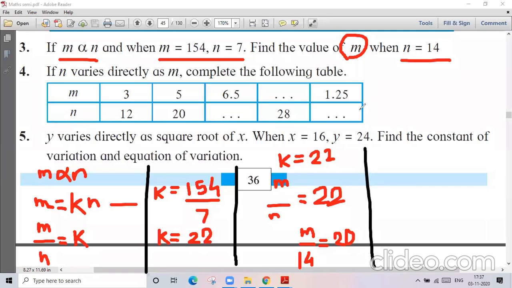Here the value of M. The value of M is equal to 14 into 20. That means the value is 14 into 20. So value of M is equal to किती आलं सांगा? 14 into 20 is 280. 280 is the answer. एवढं सगळं तुम्हाला.